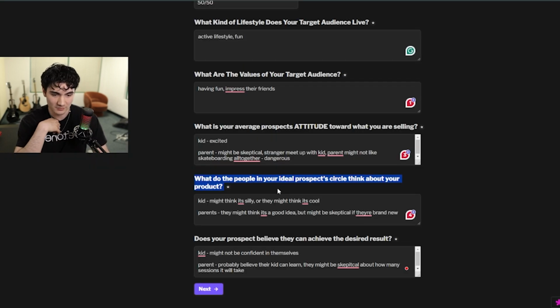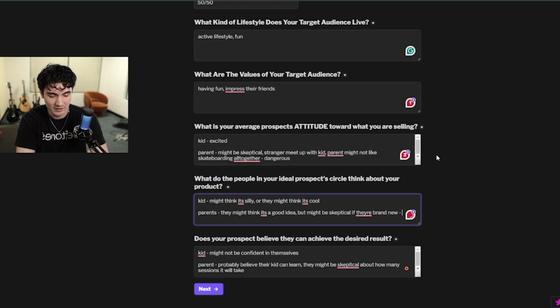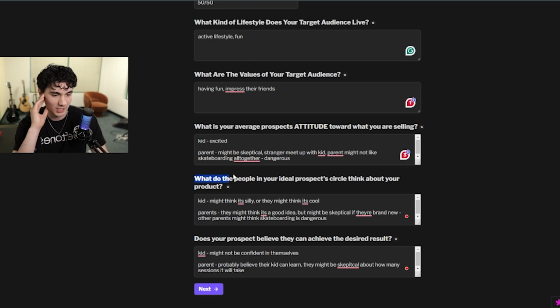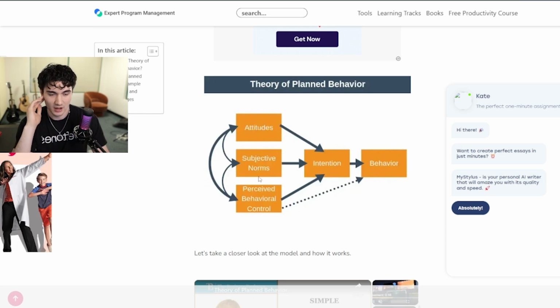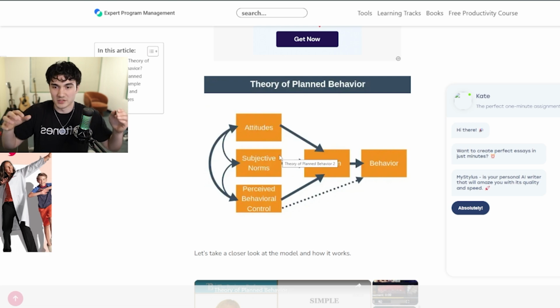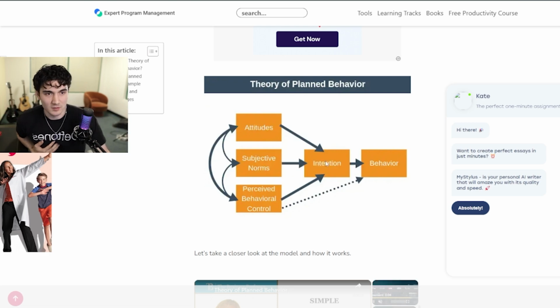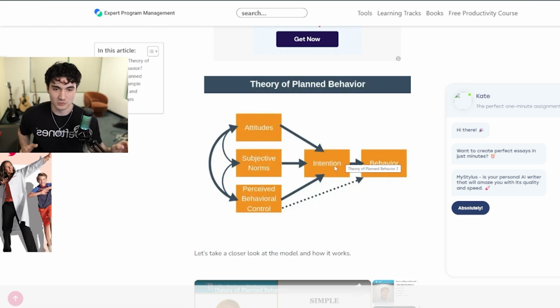What are the subjective norms? Also in here, I can add other parents might think skateboarding is dangerous. And then we come over to the subjective norms. So what do the parents and the other parents think? Or what do the other kids think? Some kids might think it's a little bit silly, but again, that's just kids being kids, so it doesn't really matter. Some parents might have known someone who had a freak accident while skateboarding because they didn't wear a helmet. And then they might tell the parent, oh, don't have your son skateboard because I knew this one person who blah, blah, blah.